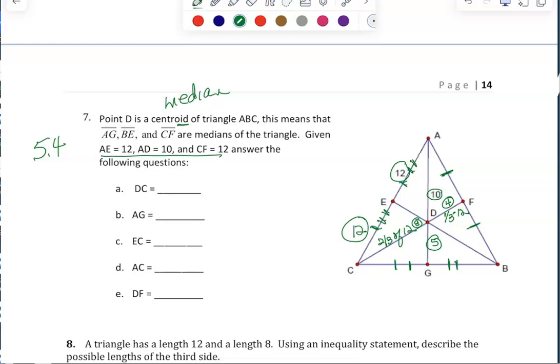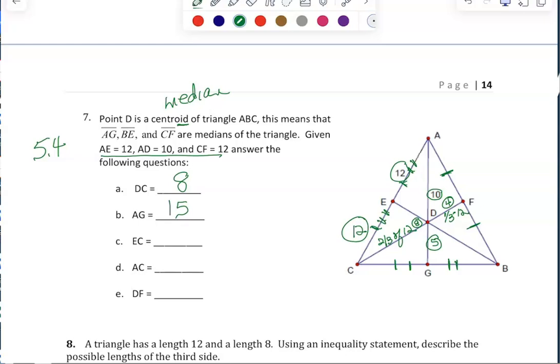DC, I said, was 8. AG is that whole length. They gave us the 10. I told you the bottom piece was 5. That makes AG 15.